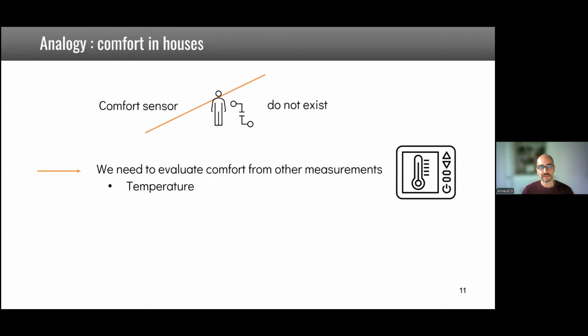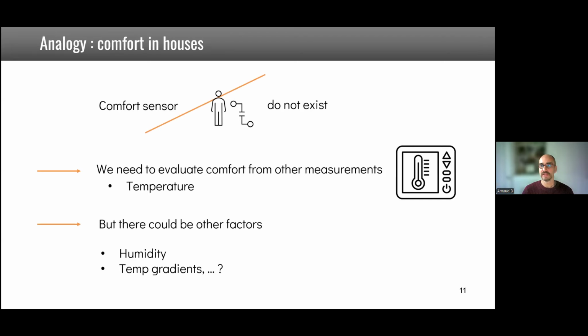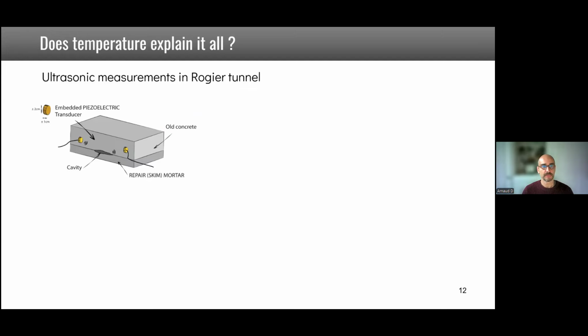But the point is that it's not because it's 20 degrees that it is comfortable in the house, because maybe there is humidity, maybe there are temperature gradients, you know, the heat is flowing from left to right, etc. Or maybe you are just a different person. Each person is different. Maybe you like 19 degrees, I like 22, etc. So it's not that simple. So the first thing I want to talk about here is, does temperature, for example, explain it all?